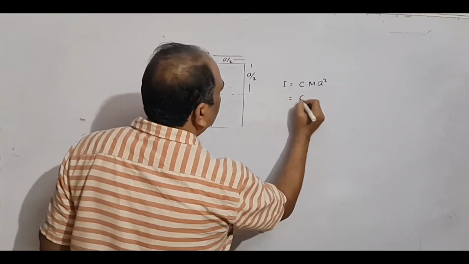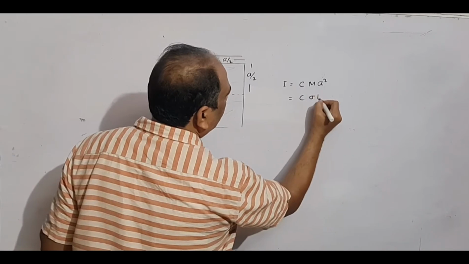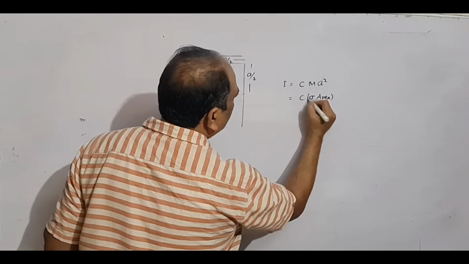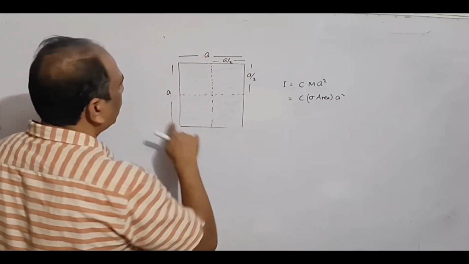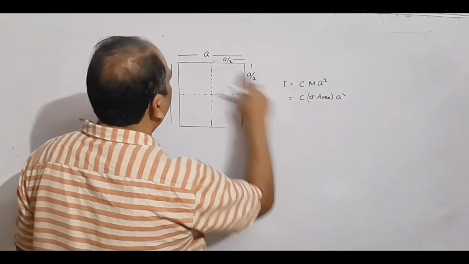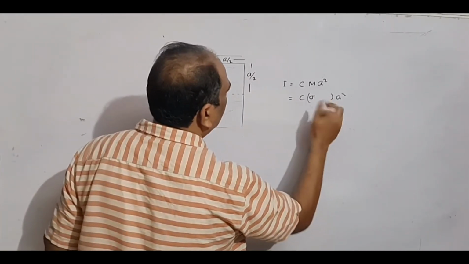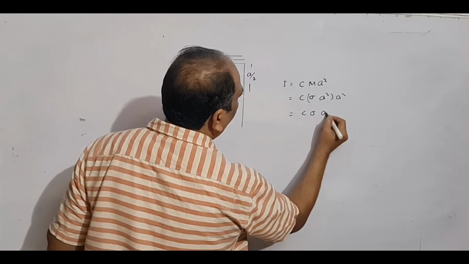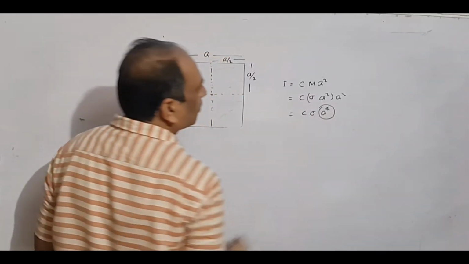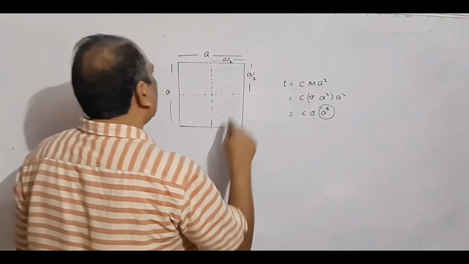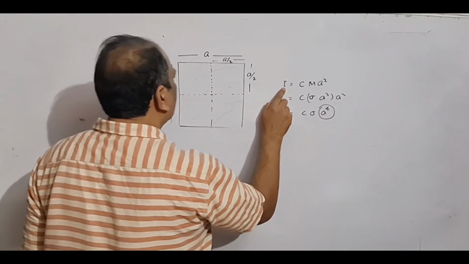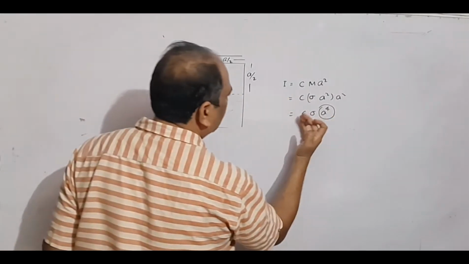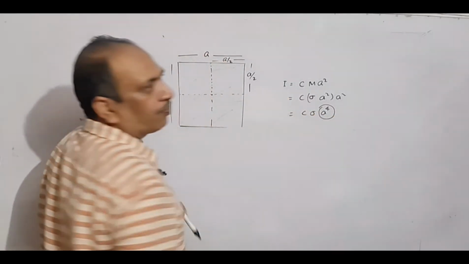It is C into mass, and mass is sigma into area, into A square. So mass of this square is sigma into area, and area is again A square. So in all it is coming out equal to C sigma A to the power 4. So it is proportional to A4 here. So moment of inertia about an axis through the center perpendicular to the plane is some constant times sigma A4.